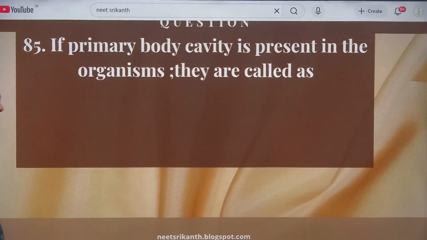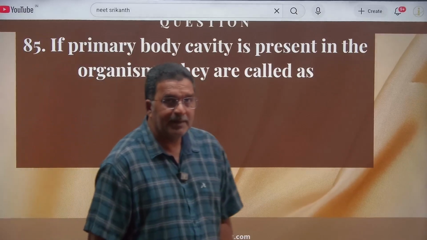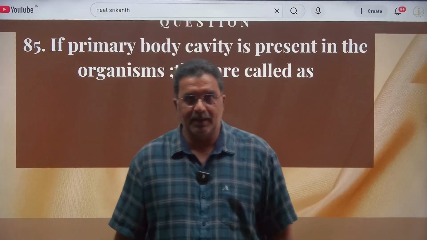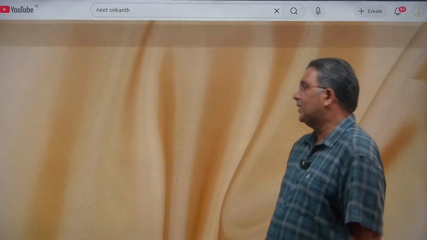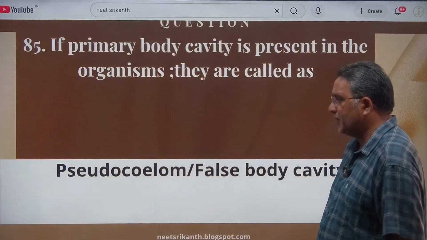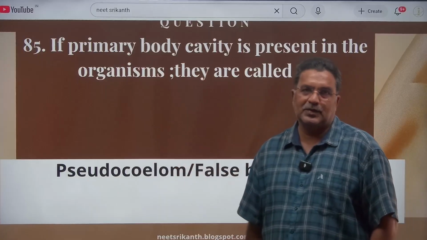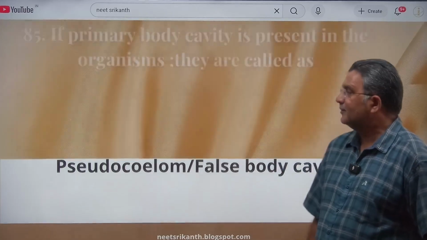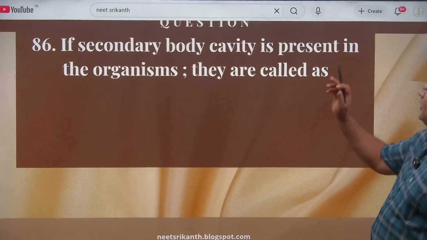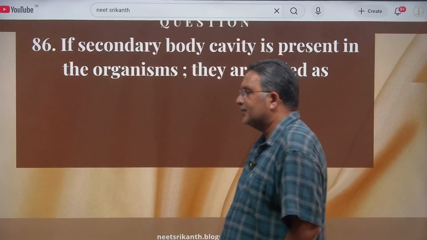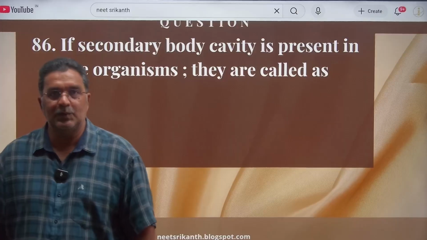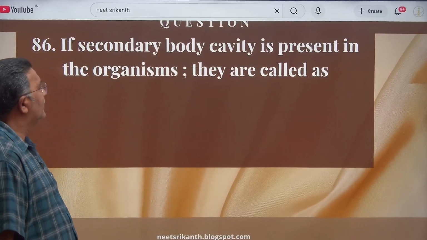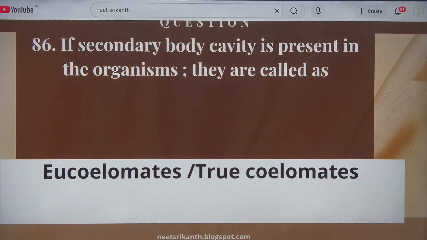If a primary body cavity is present in the organisms, they are called pseudocoelomates. Embryonic cavity, primary body cavity. If it remains in the adult, it is called false body cavity, that is nothing but pseudocoelom. To say true body cavity, which cavity needs to be present? Secondary body cavity, isn't it? If a secondary body cavity is present in the organisms, they are called eucoelomates, having a true coelom.